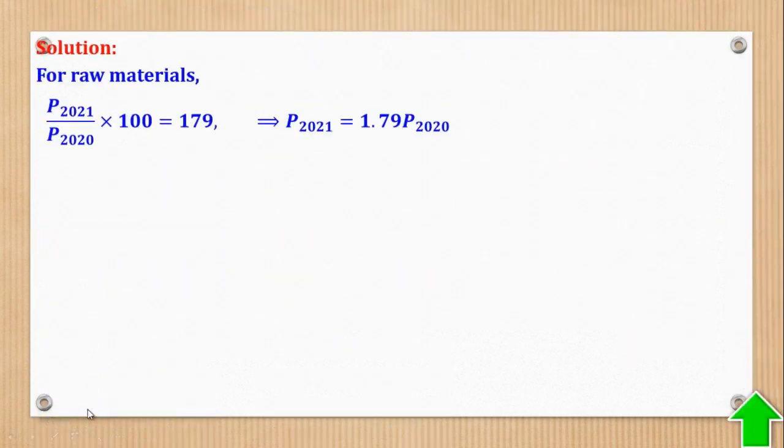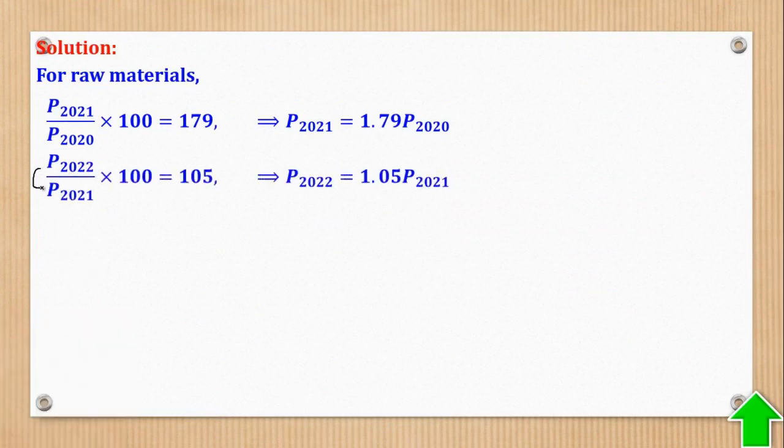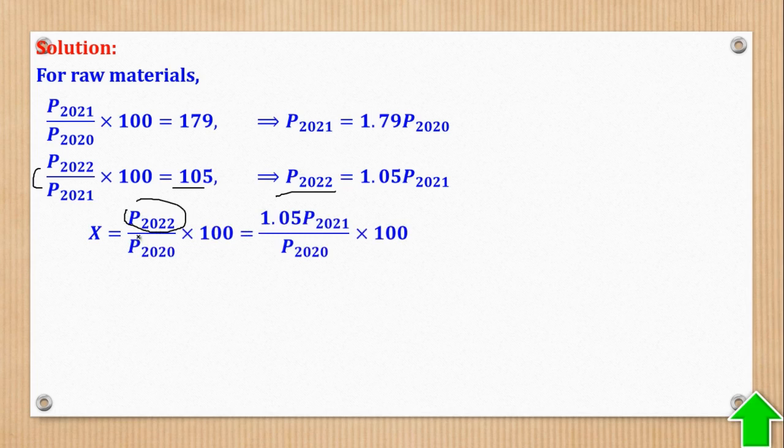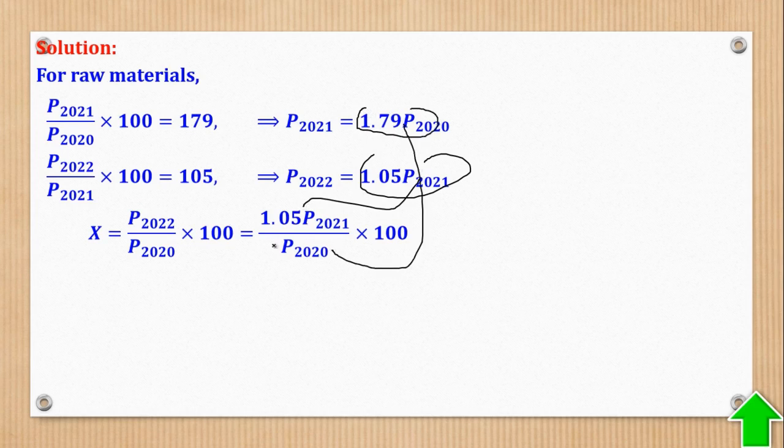So here I'll make P 2021 the subject. Then also come to P of 2022 over P of 2021 times 100 gives you 105, making P 2022 the subject. Then from there I can get the value of X, which is P of 2022 over P of 2020 times 100. So that's the formula for price relative. It is current year price divided by base year price times 100. I know P of 2022 is here and P of 2021 is here. So sorry, P of 2020 is here.